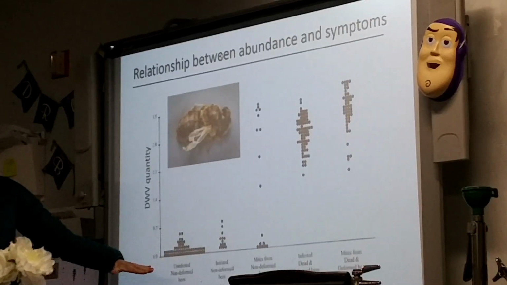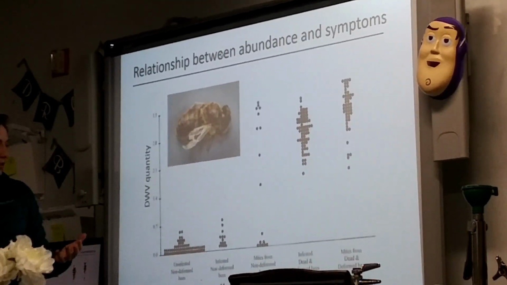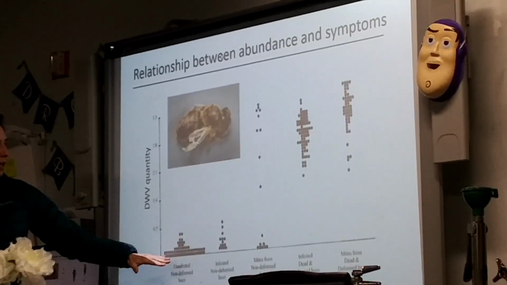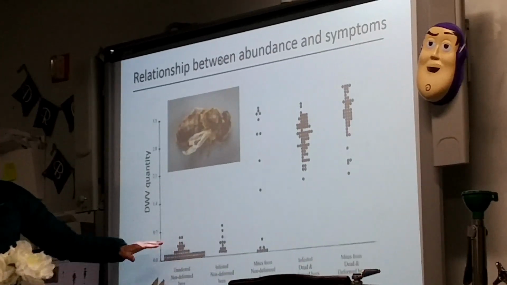So we have uninfested bees that aren't deformed, so they seem asymptomatic. They may have low titers of deformed wing virus. It's not 0, as you can tell here. Much lower, but not 0.